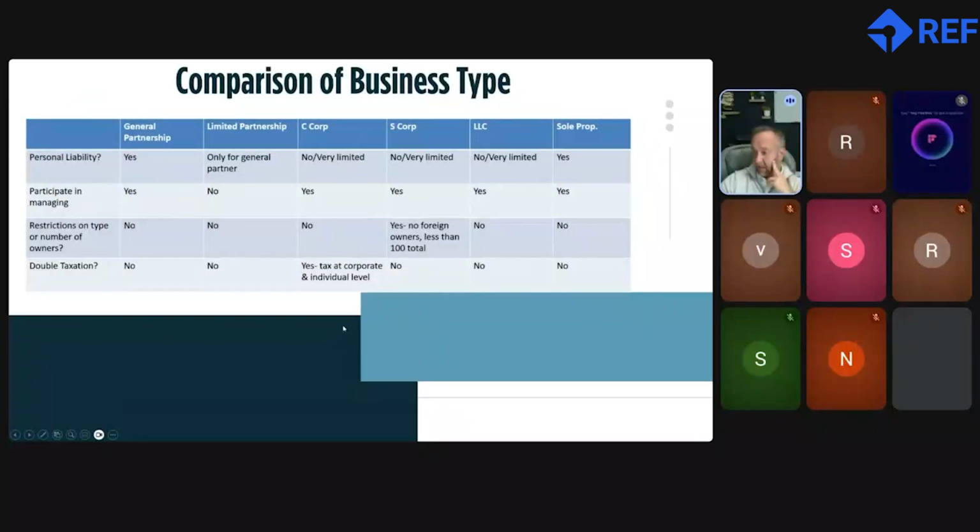So I'm going to send out a copy of the slides so you guys have this. This is just a table that compares the different types of businesses, whether there's personal liability and if there's taxation issues. Like a corporation is taxed at the corporate level, and then when a distribution is made, it's taxed again individually. So it's double taxation for most corporations, not an S corp, but a regular corporation.